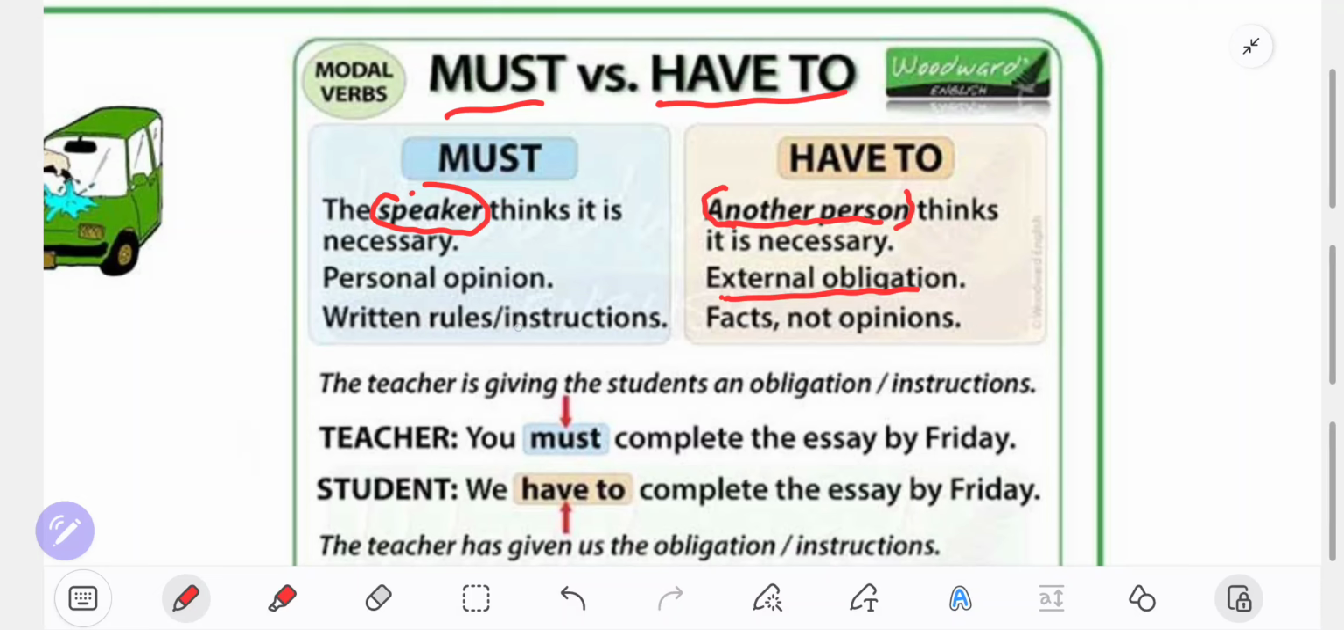This is the same example as before. The teacher is giving the students an obligation or instructions. Teacher: you must. Your teacher is using the word must. Complete the essay by Friday. But for the students, they will say we have to complete the essay by Friday. The teacher has given us the obligation or instructions.